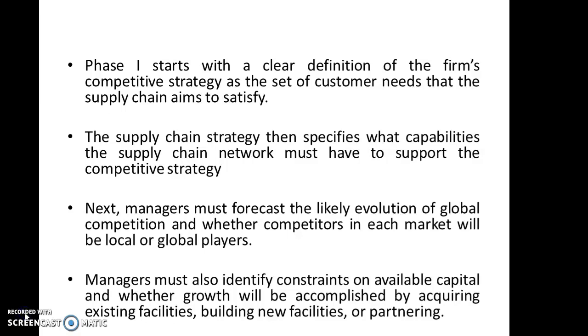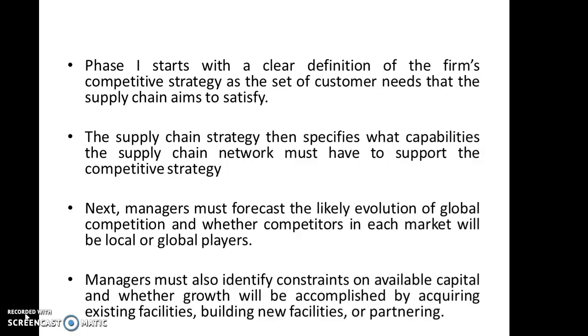The next step is to support or implement this competitive strategy. The supply chain strategy specifies what capabilities are required for this supply chain network in terms of inventory, transportation, and facilities. Next, managers must forecast the evolution of global competition and whether competitors in each market will be local or global players.